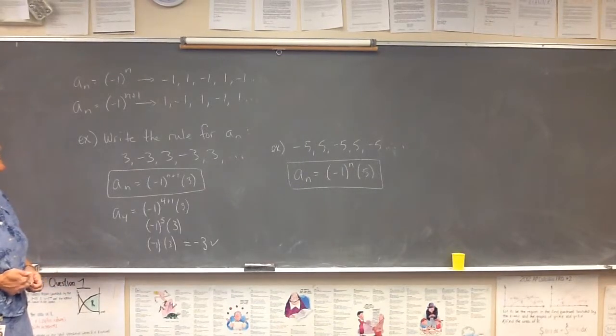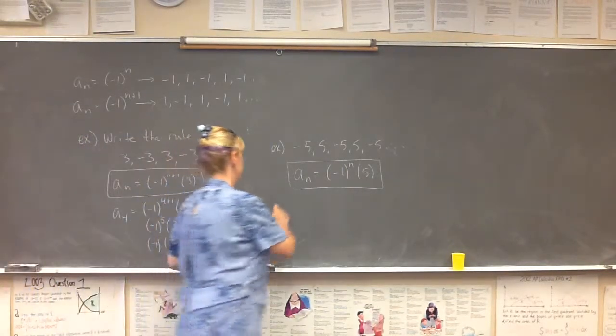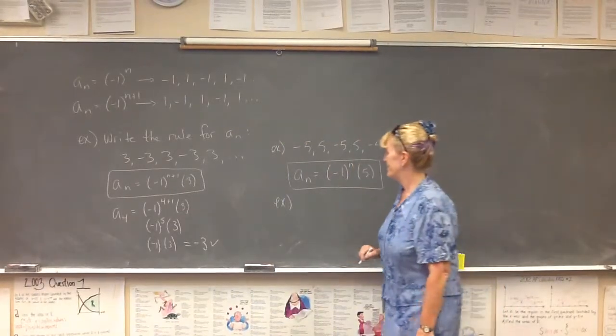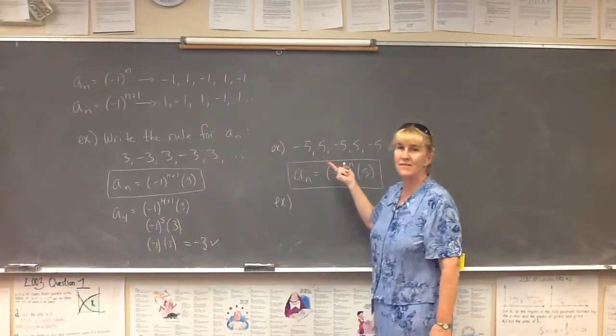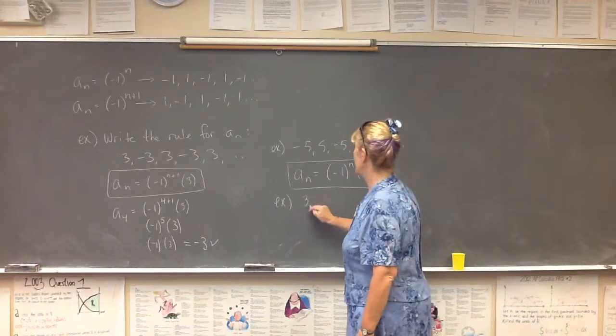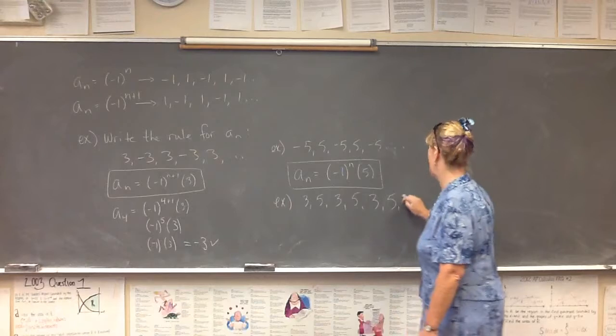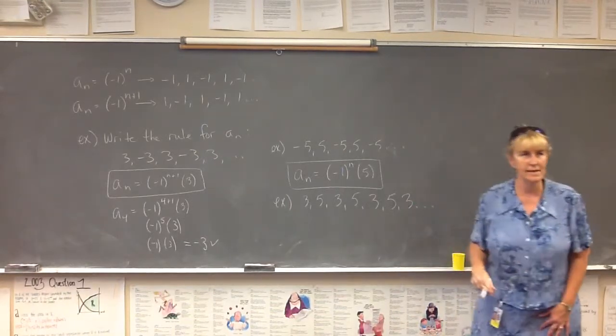All right, now I'm going to blow your mind. You ready? Okay, here it goes. It's a tough one. I like 3s and 5s. I'll do that. 3, 5, 3, 5, 3, 5, 3. Okay, you got the idea, right?